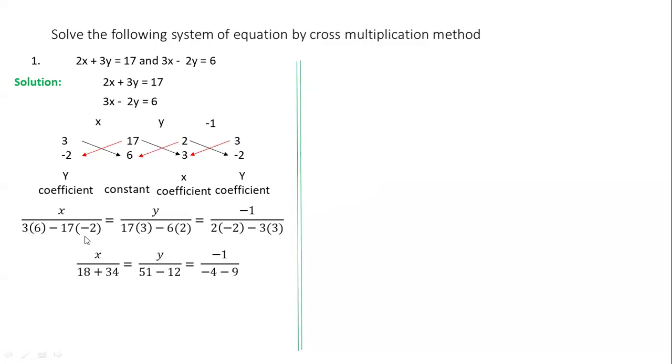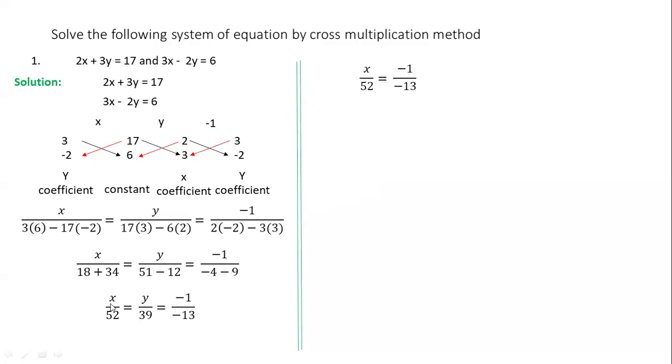Now let's simplify it. 3 6s are 18, 17 2s are 34, minus minus is plus. So x upon 18 plus 34, y upon 17 3s are 51 minus 6 2s are 12, is equal to minus 1 upon 2 2s are 4, minus plus is minus, 3 3s are 9. So it becomes x upon 52, y upon 39, and minus 1 upon minus 4 minus 9, which is minus 13.